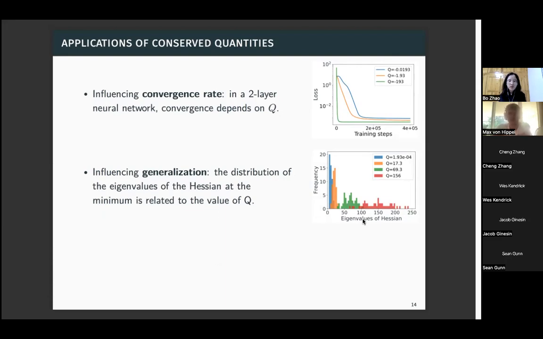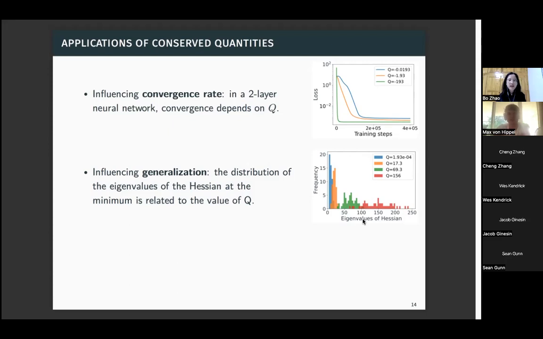So in a two-layer neural network, we show that the convergence rate depends on the value of the conserved quantities. So the conserved quantities kind of label the different trajectories, and the convergence rate is different on different trajectories. So convergence rate depends on the conserved quantities. We didn't work out the exact relationship between convergence rate and the values of Q, the conserved quantities. But in experiments, we do observe a strong correlation between these two quantities.